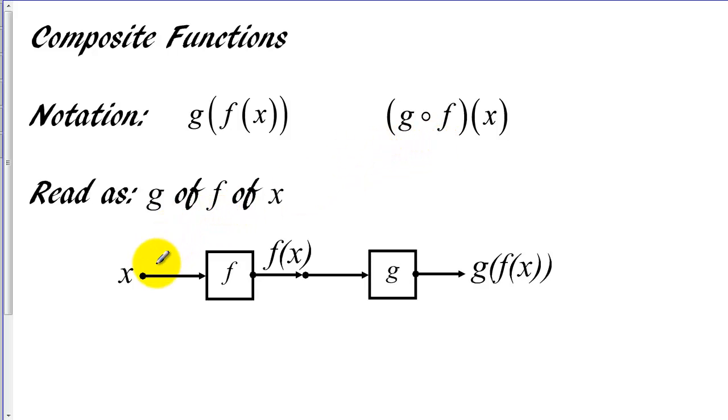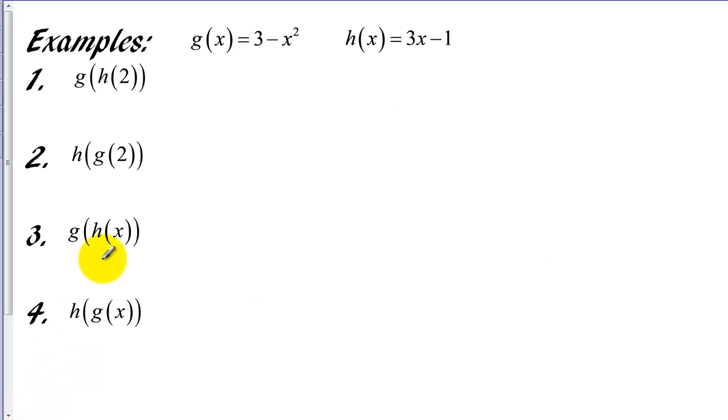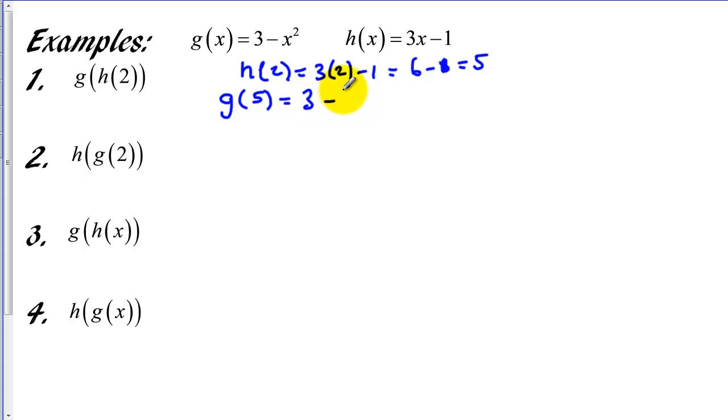If we look at it as a picture, we start and we work these from the inside out. So first x is being input into function f, and it produces an output f of x. That output becomes the input to the g function, and we compute that by taking this input into the g function, and we get our output. So if we look at some examples, so again, we would first evaluate h of 2. So maybe over here we can say h of 2 is going to be 3 times 2 minus 1 is 6 minus 1 equals 5. So now that becomes the input to our g function. So that's 3 minus 25, or negative 22. So the value here would be negative 22.